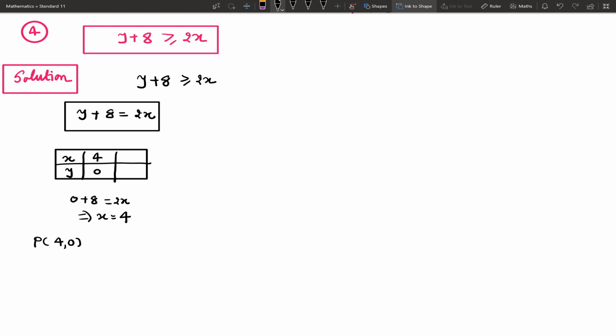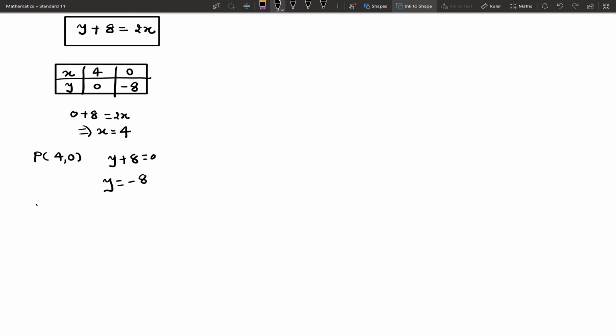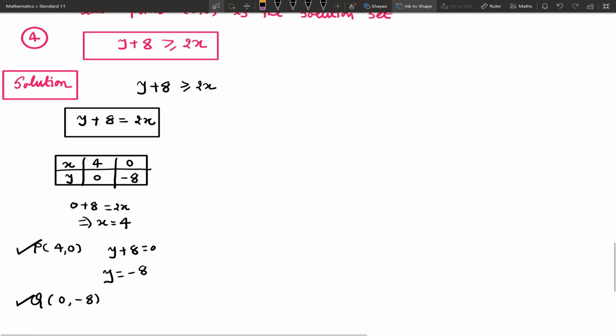Now we take a point of the y-axis. Any point which lies on the y-axis, then the x coordinate will be 0. In the equation we take x coordinate 0, then y plus 8 will be 0. So in that case y will be minus 8. So another point of the line is Q 0 comma minus 8. So these are the two distinct points P 4 comma 0 and Q 0 comma minus 8. If we join these two points, we will get the required line, and since the inequality is a slack inequality, there will be a dark line.